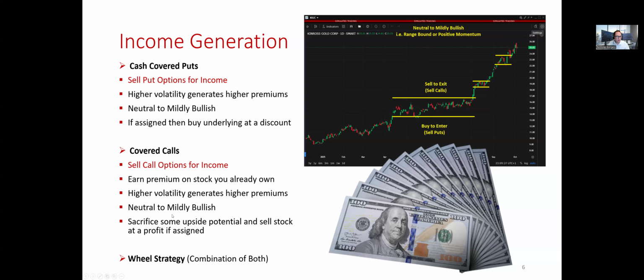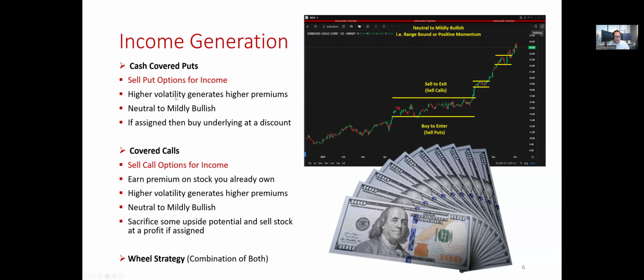We said we're neutral to mildly bullish. We think the stock is range trading or mildly bullish, but not wildly bullish. We sacrifice some upside potential and sell the stock for a profit if we're assigned. But importantly, we pick the strike such that it's typically at our target level anyway, so you're not really giving up a lot of upside potential, since you were going to take profits there anyway.